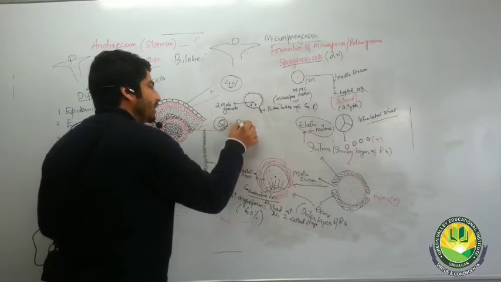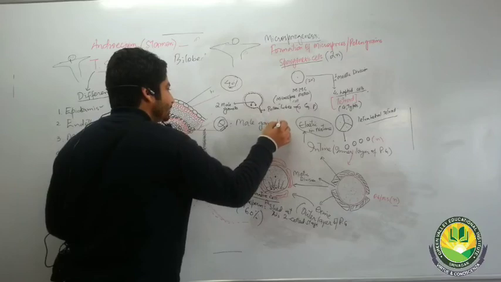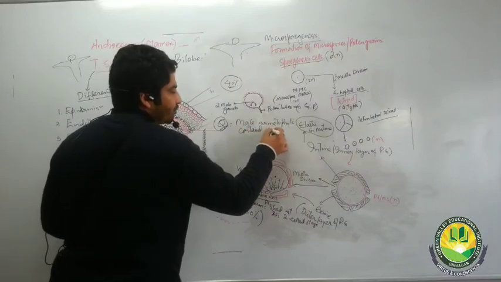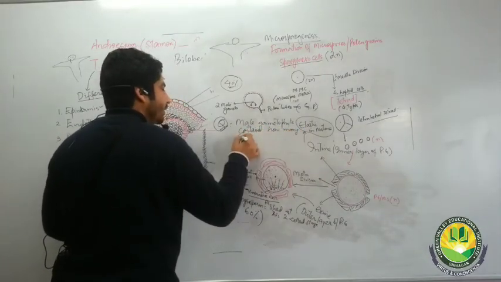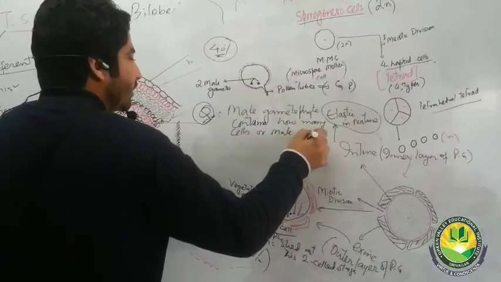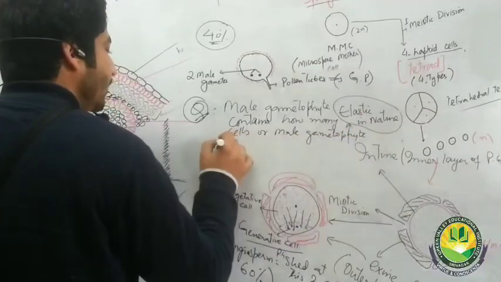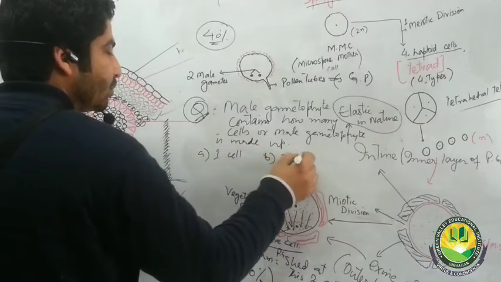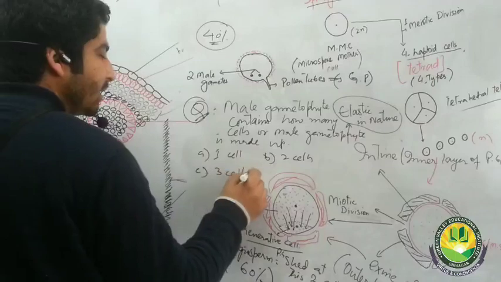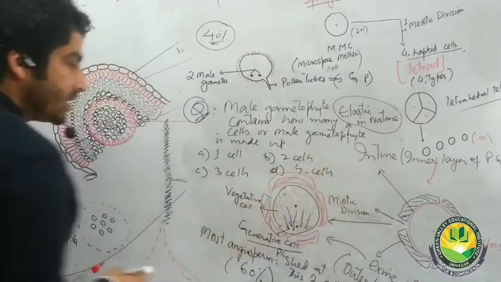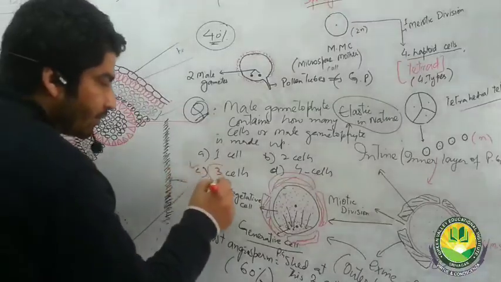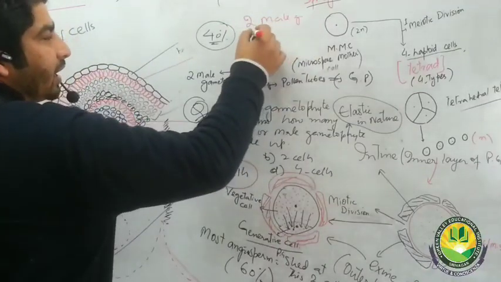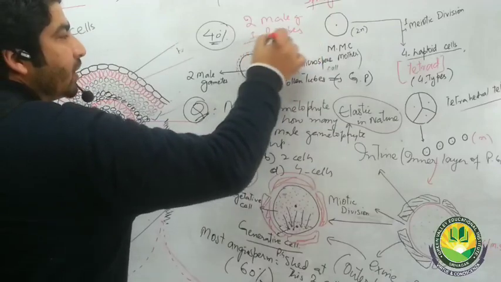Now, the male gametophyte contains how many cells? Or the male gametophyte is made up of: number A one cell, number B two cells, number C three cells, number D four cells. It is made up of three cells. So the male gametophyte is a three-celled structure. How? Two male gametes, which are two cells, and one pollen tube. Two plus one is equal to three.